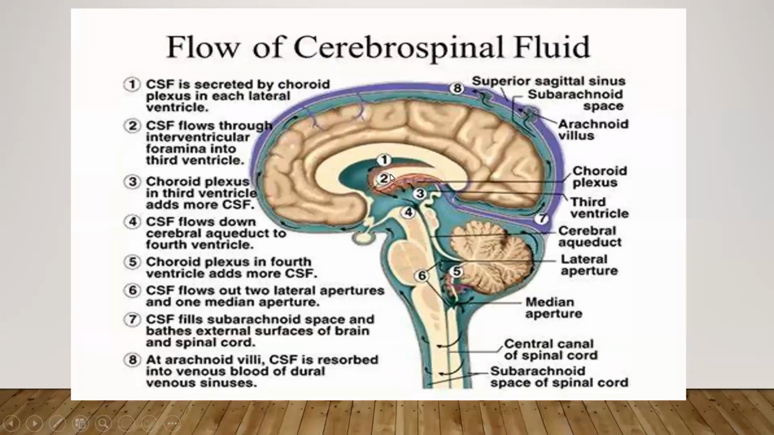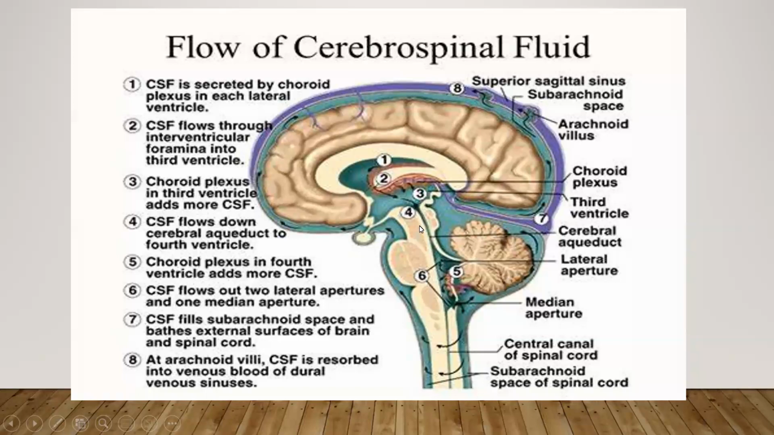The flow of CSF: the formation starts here in the choroid plexus. And from there, it flows into the third ventricle. In the third ventricle, there's going to be more CSF added. And then from there, we're going to go down the cerebral aqueduct to the fourth ventricle, where even more CSF is added.